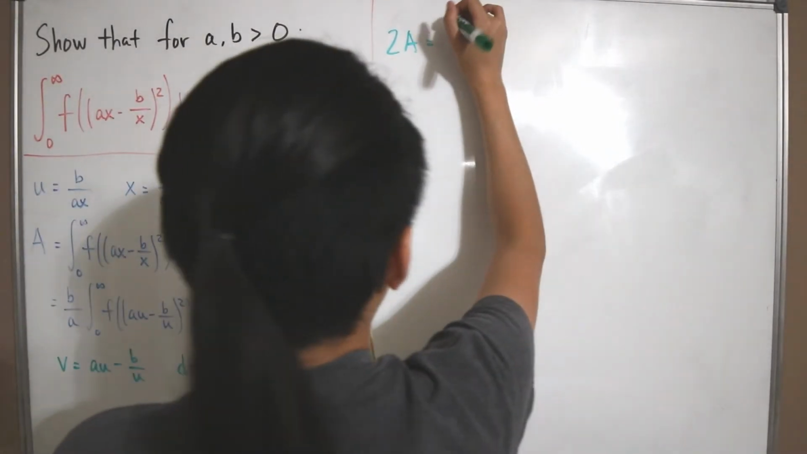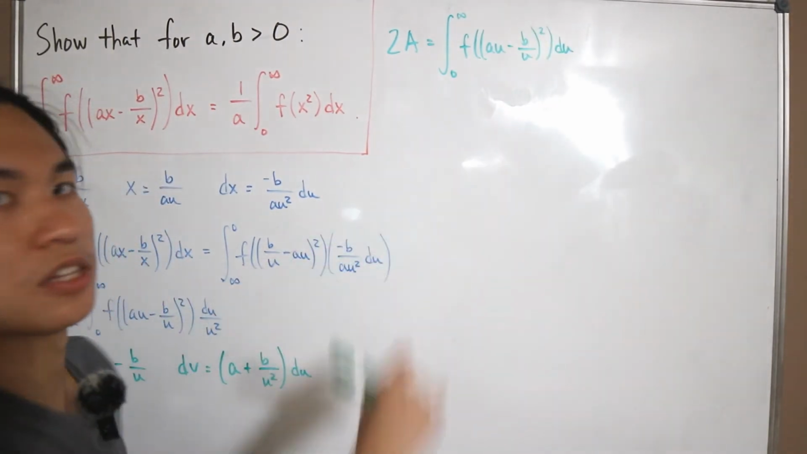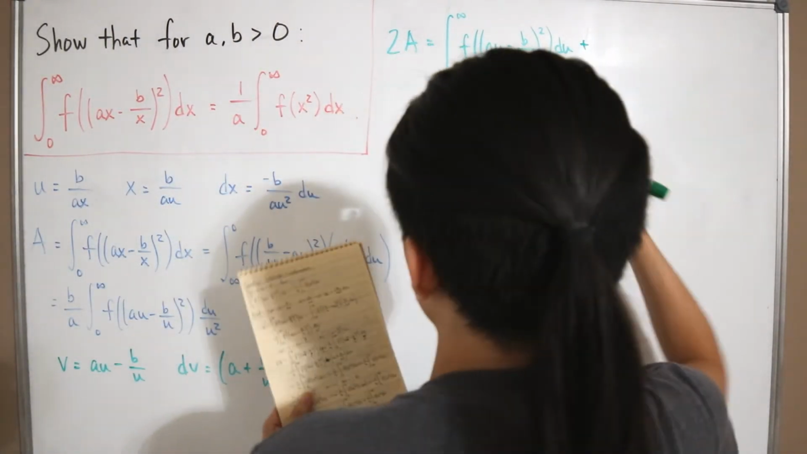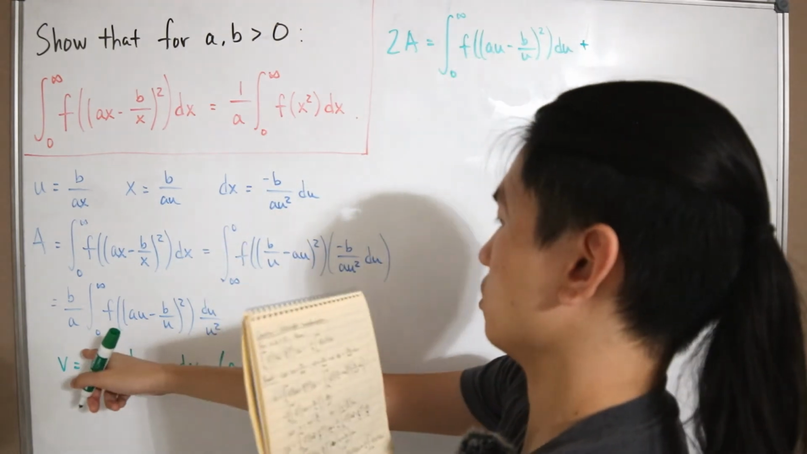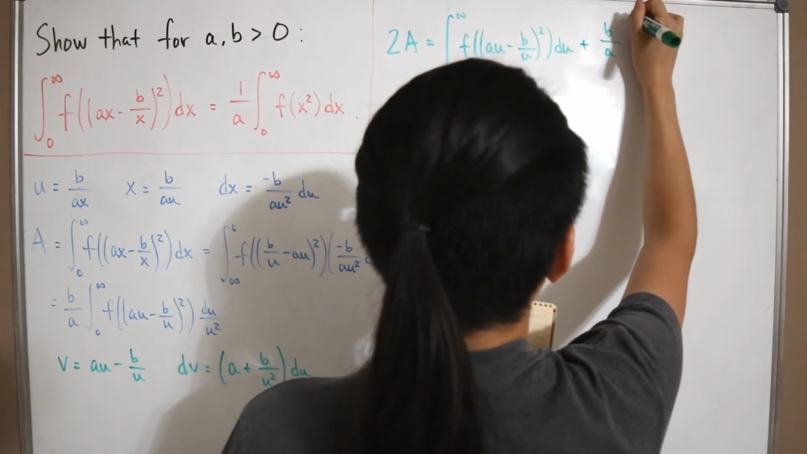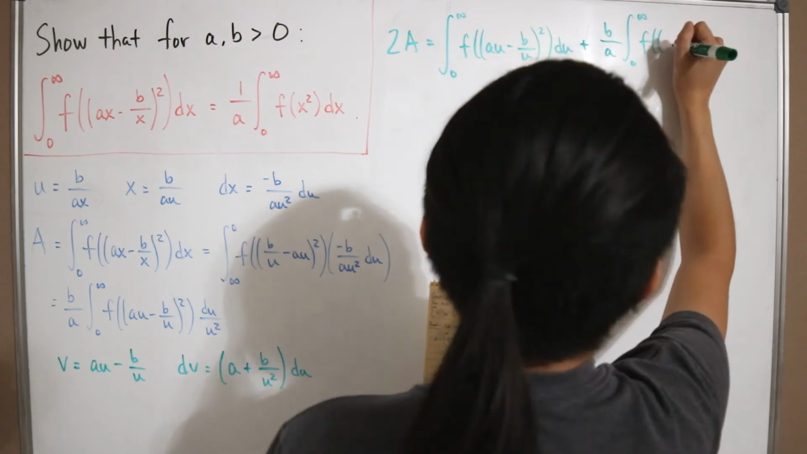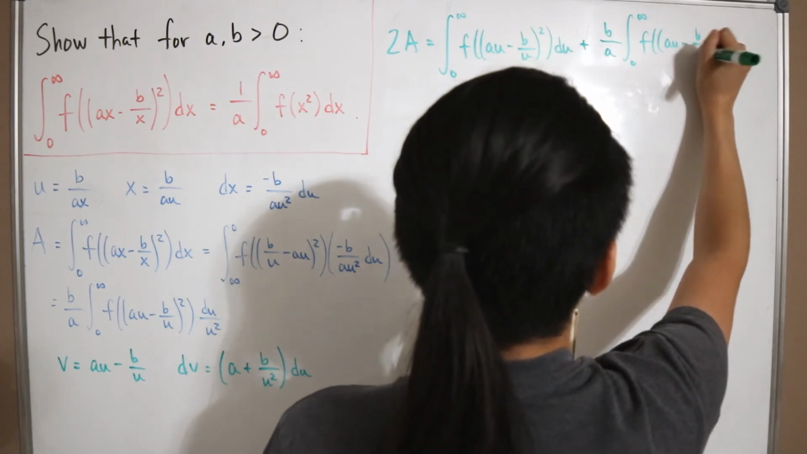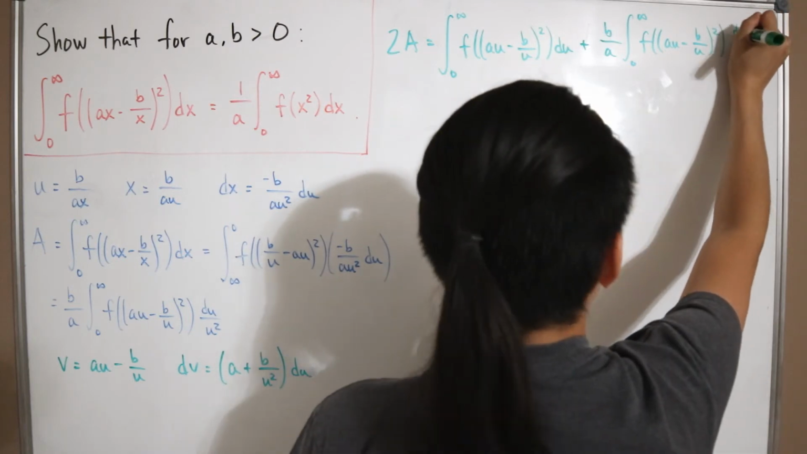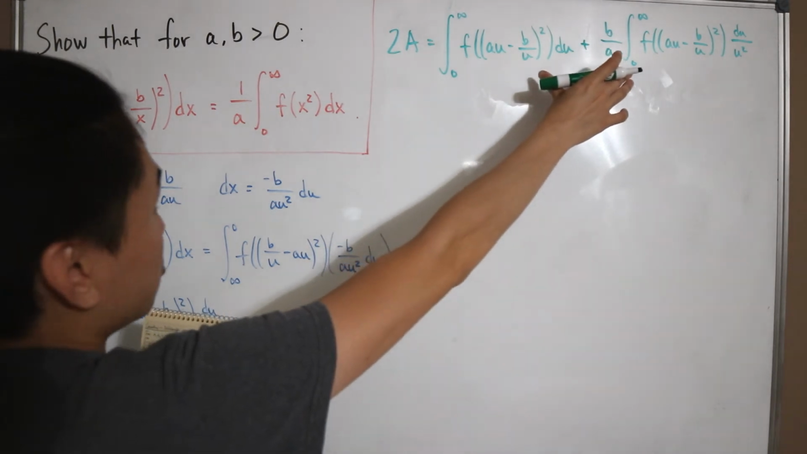And so right here, we're going to have our original integral that was given. Keep in mind that I'm just keeping this in terms of u. So we're still in the u world. Again, it's a dummy variable, so that's okay. Then add this with our substitution back over here. So this is plus b divided by a, multiplied with the integral from 0 to infinity of f of (a times u, then subtract b divided by u), and then quantity square, multiplied with du divided by u squared. And so from here, we can see that we can factor out the integral.